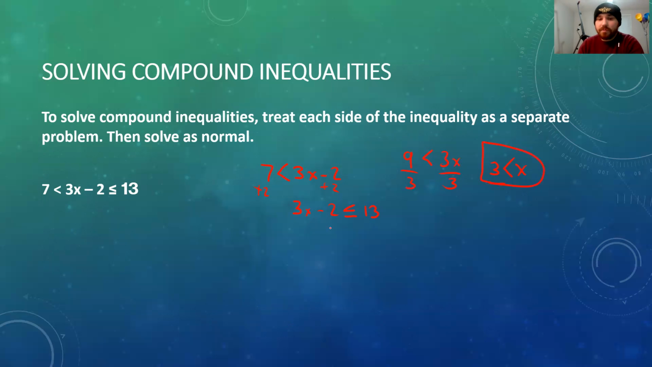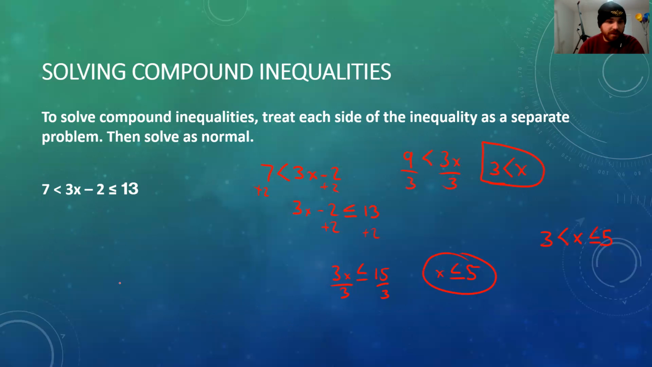Okay, second one, 3x minus 2 is less than or equal to 13. We add 2 to both sides. We get 3x is less than or equal to 15. Divide by 3. We get x is less than or equal to 5. So then we can rewrite this as a compound inequality. So we'll have 3 is less than x is less than or equal to 5. And once we have this, we can graph this on a number line, which I don't have on this slide.